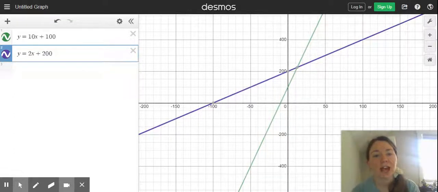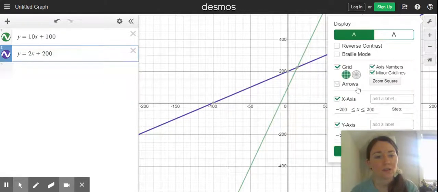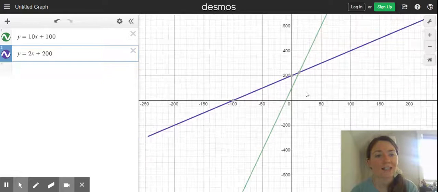Now I'm going to look at my scale for the y-axis next, and I can see that it's going past negative 400. I don't really think it needs to go past negative 400. I can maybe condense that scale as well. So let's go ahead and adjust our y-axis next.